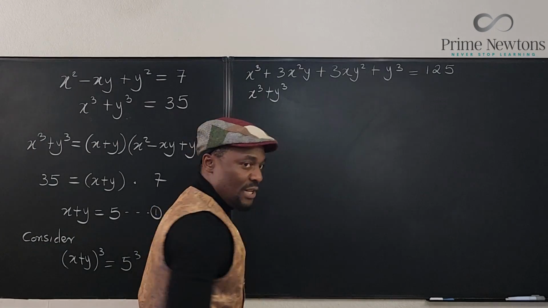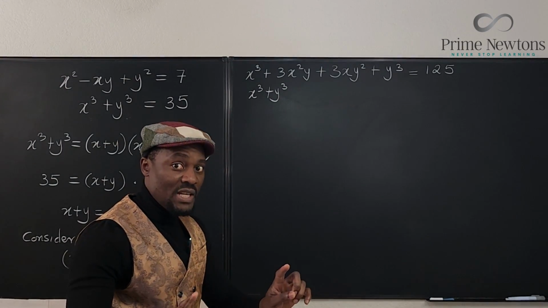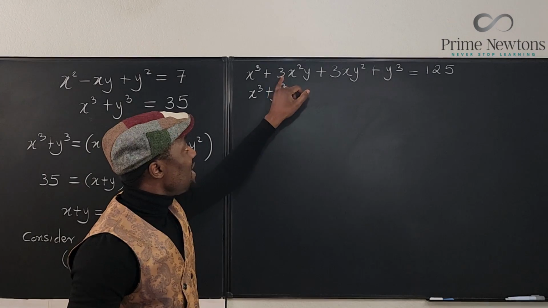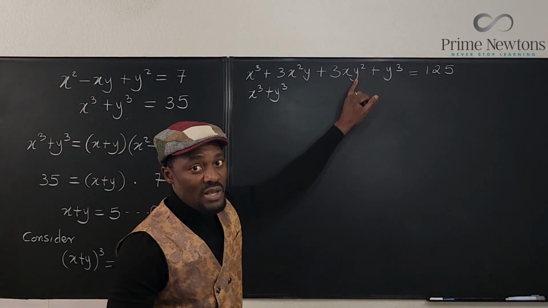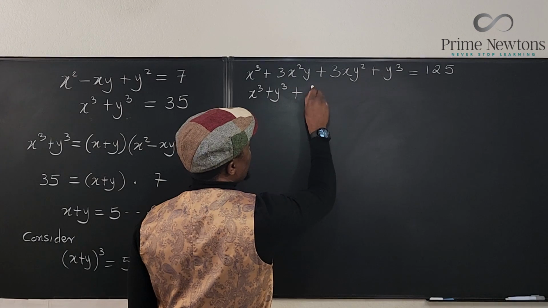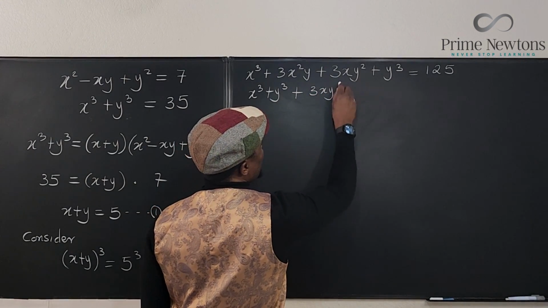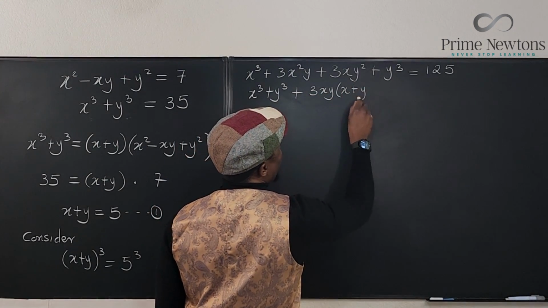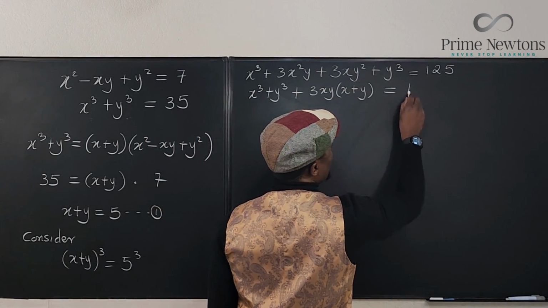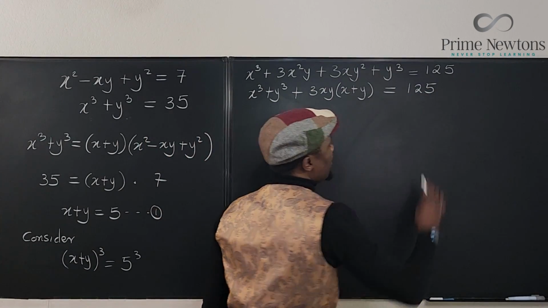And in the middle, it looks a bit messed up, but you can clean it up. Factor out whatever is common. So I know 3xy is here, 3xy is also here. So at the end of the day, I have 3xy(x + y). That's what the middle part becomes, and I still have 125.